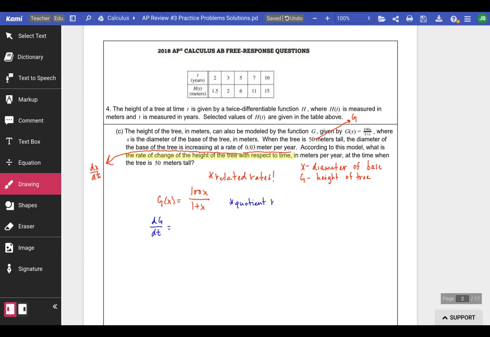And I also have to remember my implicit. I'm differentiating with respect to t. So let's do this. Quotient rule says low, so 1 plus x, d high, well my derivative is 100, and then I need a dx/dt, minus high, 100x, d low. The derivative of that is just 1, but then I need a dx/dt, all over low squared.